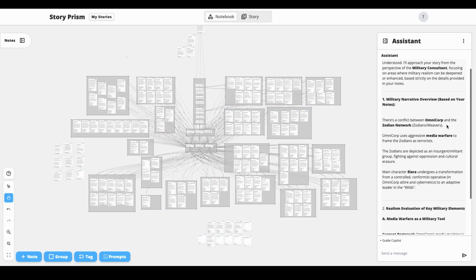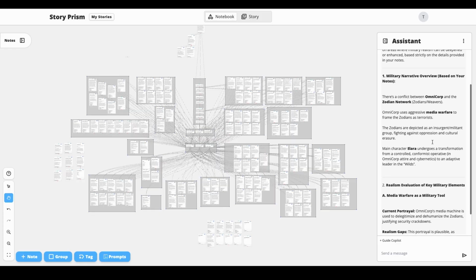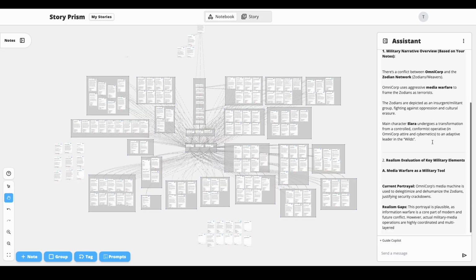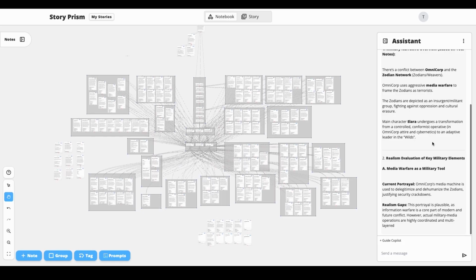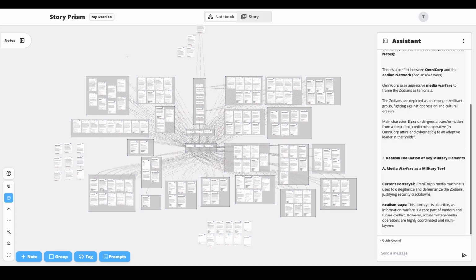realism, right? So military narrative overview based on your notes. There's a conflict between Omnicorp and the Zodian network, right? So Omnicorp uses aggressive media warfare to frame the Zodians as terrorists. The Zodians are depicted as an insurgent military group fighting against oppression and cultural erasure. So the main character undergoes transformation from a controlled conformist operative in Omnicorp attire to an adaptive leader in the wilds, right? So realism, evaluation of the key military elements, media warfare as a military tool, current portrayal.